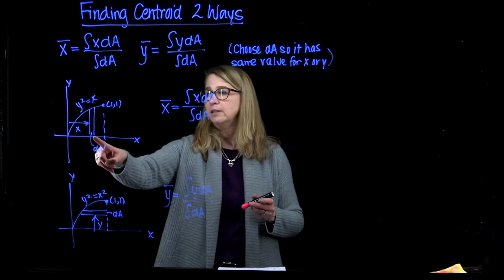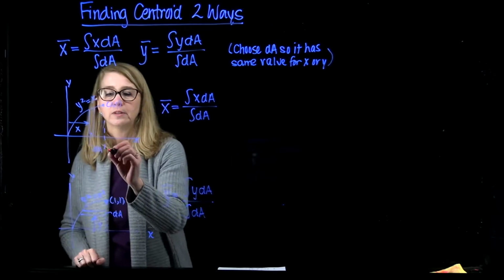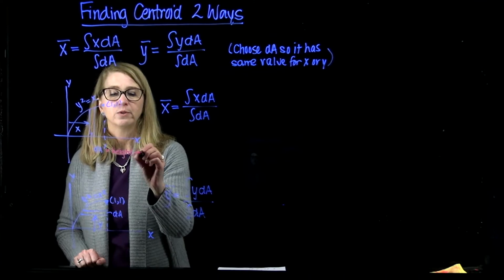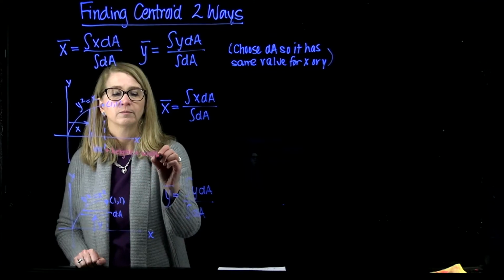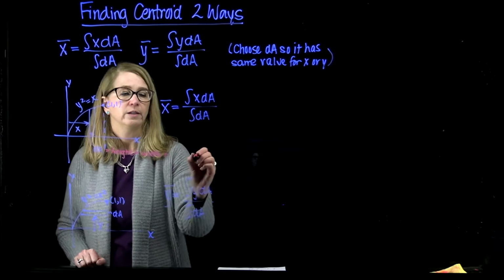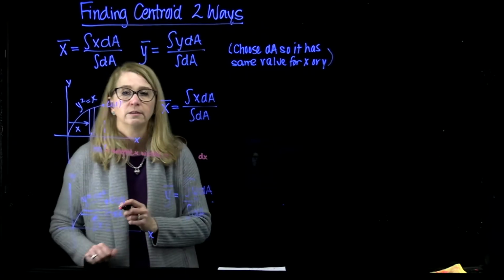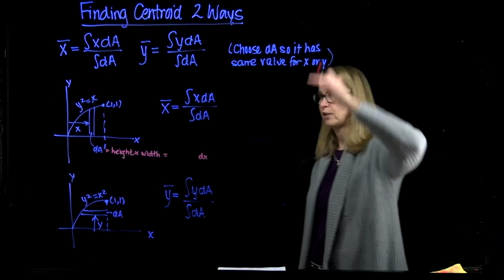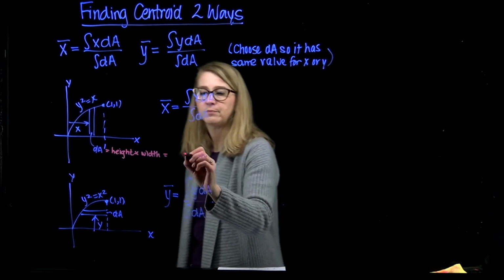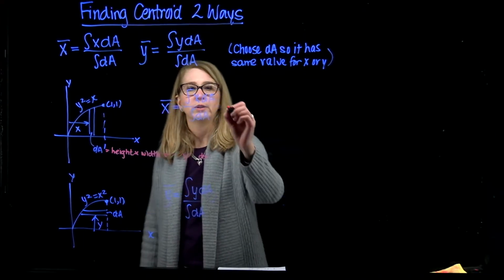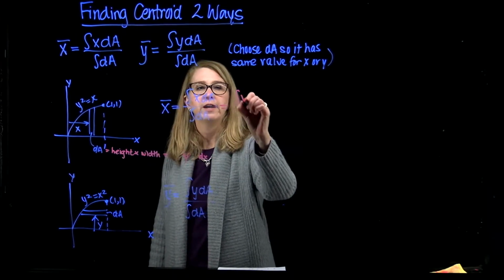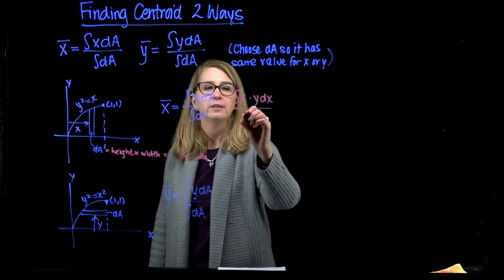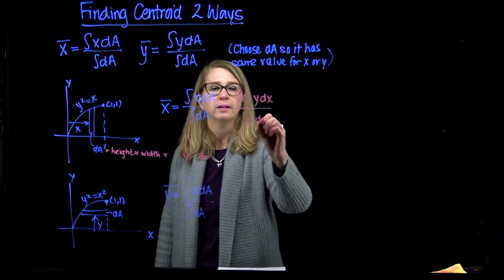When we look at the dA, in general, it's a rectangle. It's the height times the width. The width is dx, because that's how wide it is. The height is actually y. So let's put that in here. I have x times y dx, and down here I have y dx.